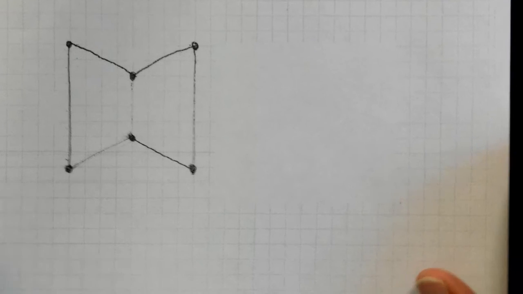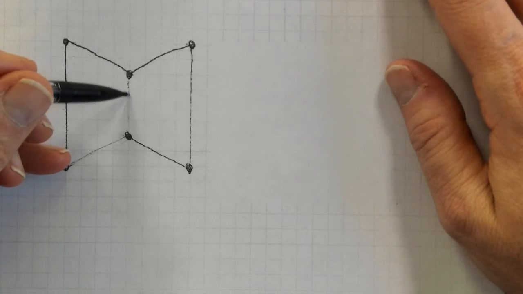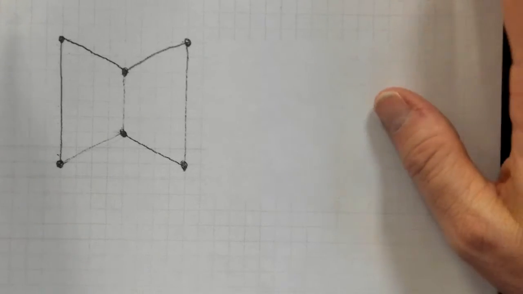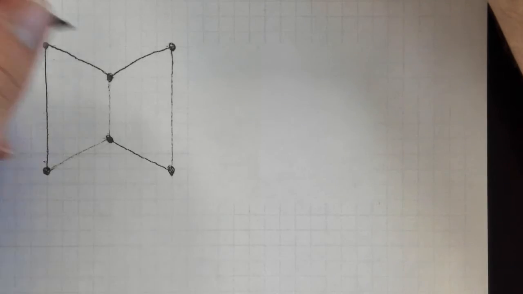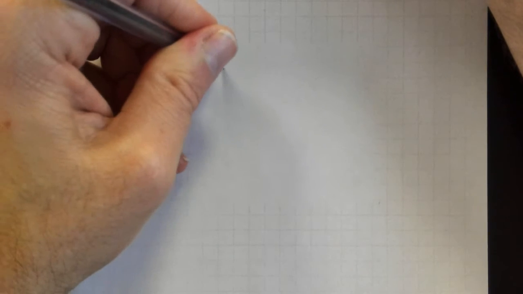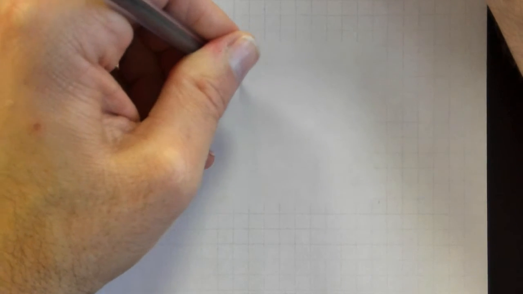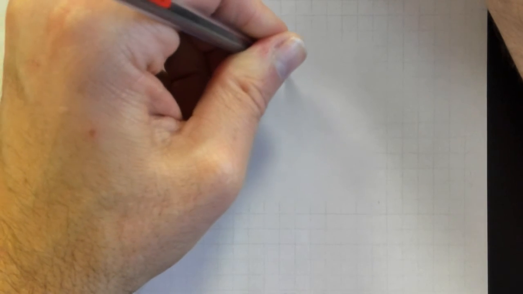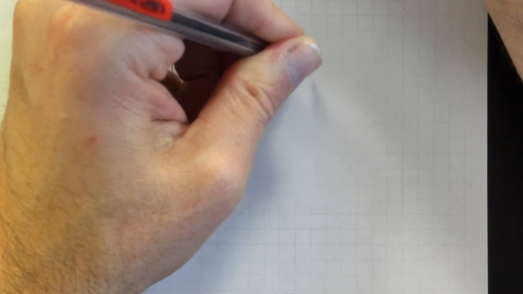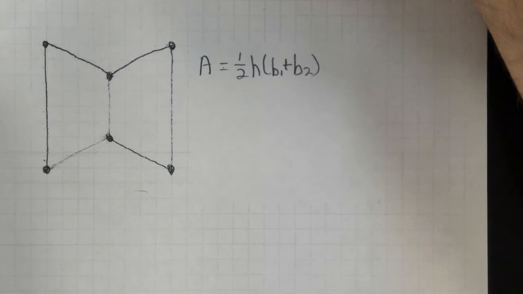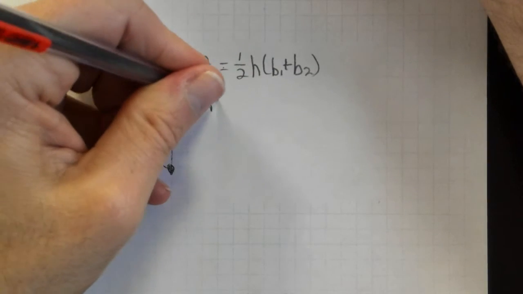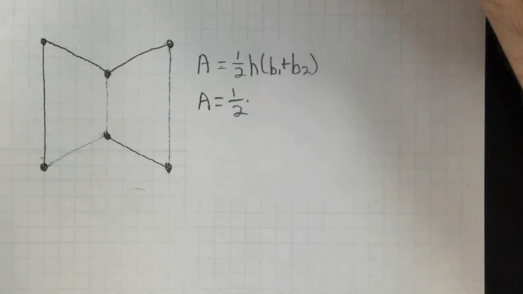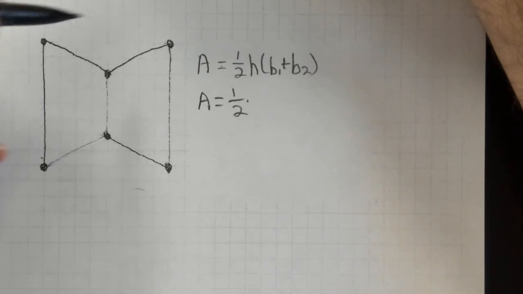The next figure, we can cut this down the middle right here and then cut it into two trapezoids. So the first trapezoid, area equals 1/2 the height, open parentheses, base 1 plus base 2. All right? So the area is equal to 1/2 times. All right, so let's take a look here.